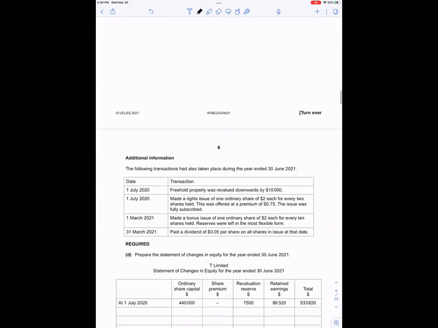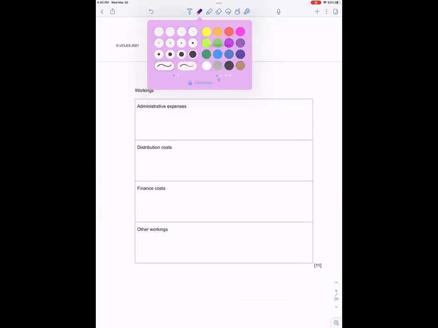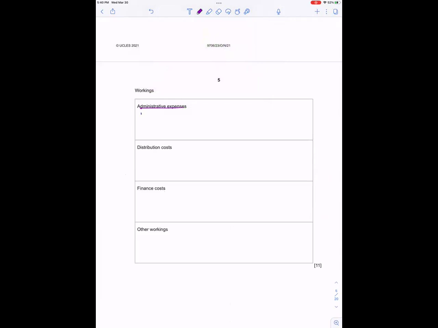Yeah. We have to prepare the income statement. I just remember that one administrative expense was bad debts. How much was the bad debts? 2,360. 2360. So I'm just putting it. Okay.